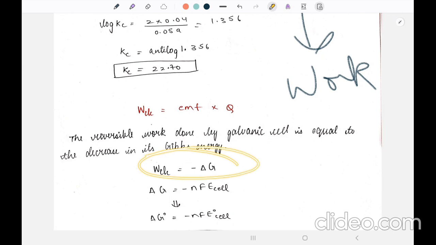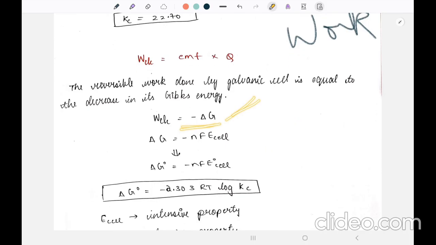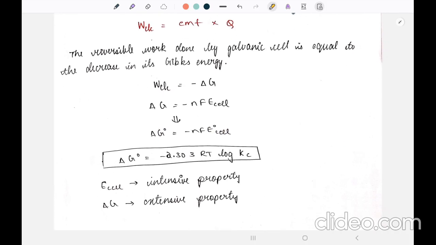So the reversible work done by the galvanic cell is equal to the decrease in the Gibbs energy. We can write this as: work done is equal to negative of delta G. We know the formula delta G = -nFE cell. For standard conditions, we write E0 cell. So delta G0 is equal to -2.303 RT log Kc. Here E cell is an intrinsic property while delta G is an extensive property because it depends on the value of n.